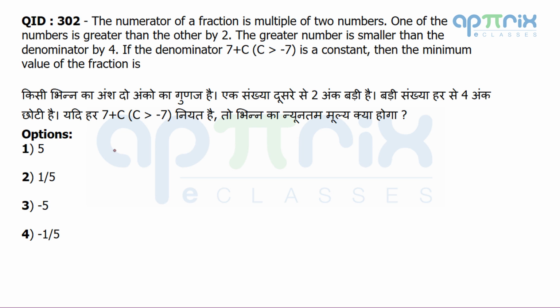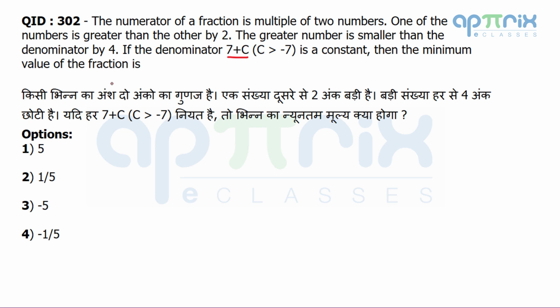Now question number 2, it was indeed a very good question, but a very easy one. Let's read it out. The numerator of a fraction is the product of two numbers. One of the numbers is greater than the other by 2. The greater number is smaller than the denominator by 4. If the denominator is 7 plus c, where c is a constant, then the minimum value of the fraction is.